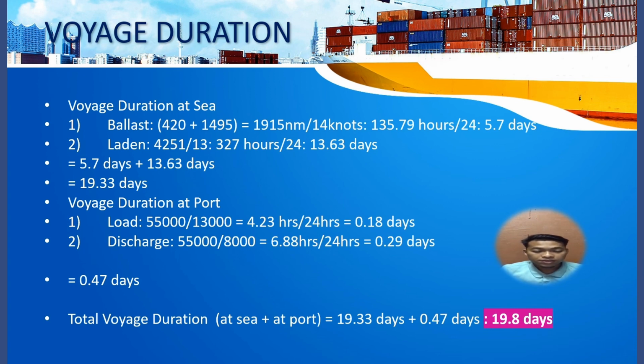Total voyage duration at sea: 5.7 days plus 13.63 days equals 19.33 days. For the voyage duration at port equals 0.47 day. For the total voyage duration at sea plus at port equals 19.33 days plus 0.47 day equals 19.8 days.